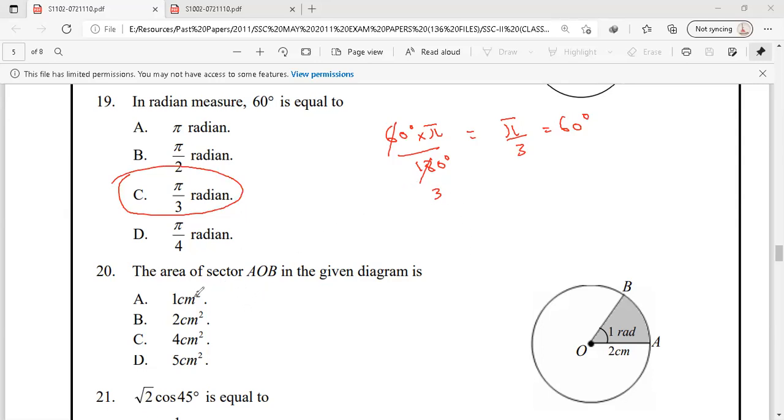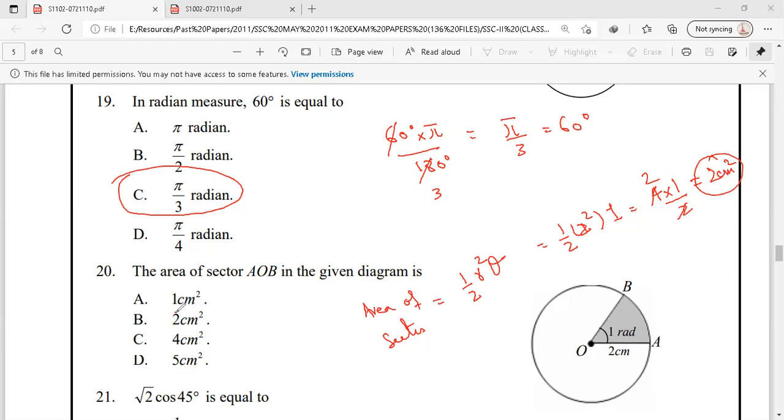Then we have question number 20. The area of the sector AOB in the given diagram. We have angle 1 radian, and radius equals 2. So area of the sector is equal to 1 over 2 r square theta. So r is 2, and theta is 1. So 2 square is 4 multiplied by 1, divided by 2. So the area of this sector is 2 centimeter square. So the correct answer is option B.